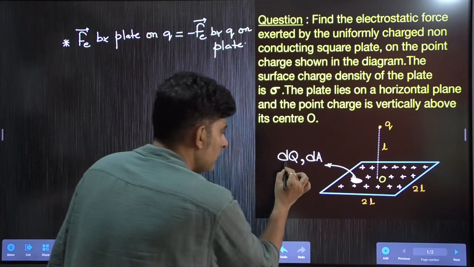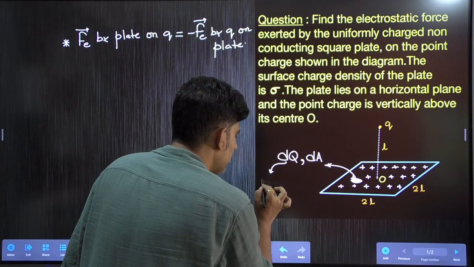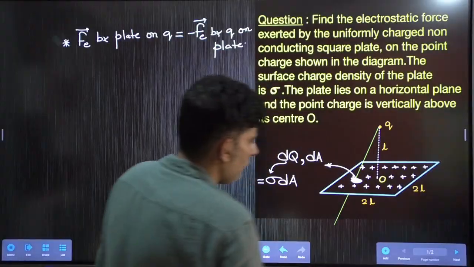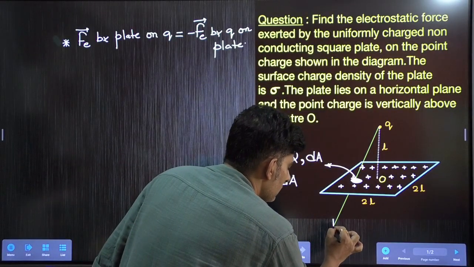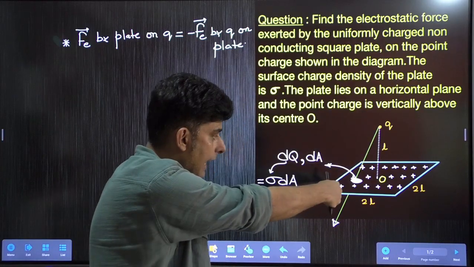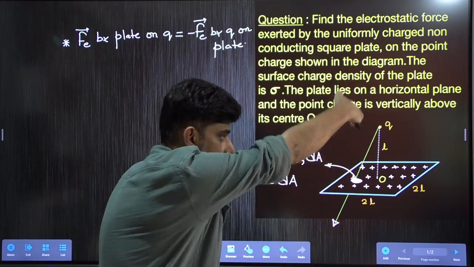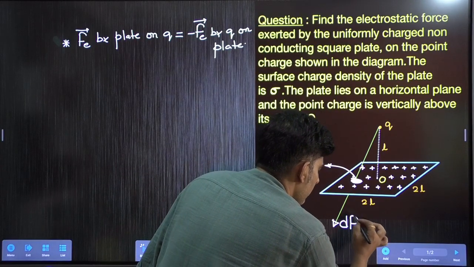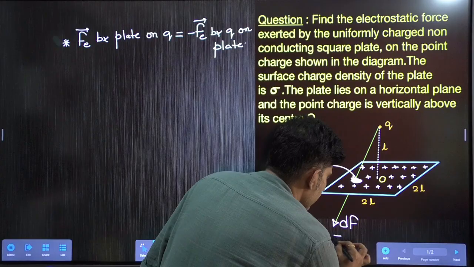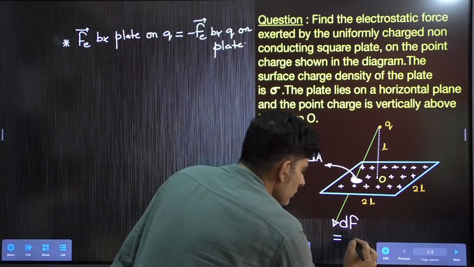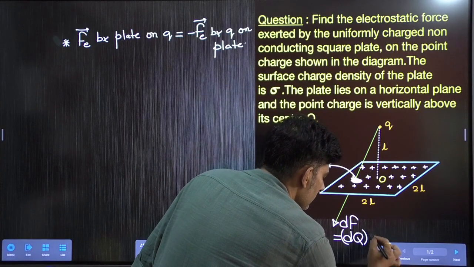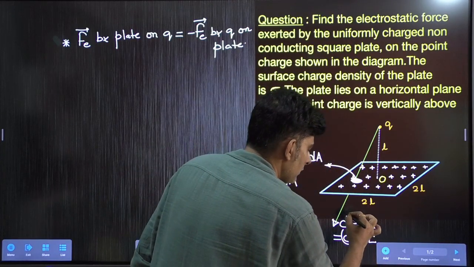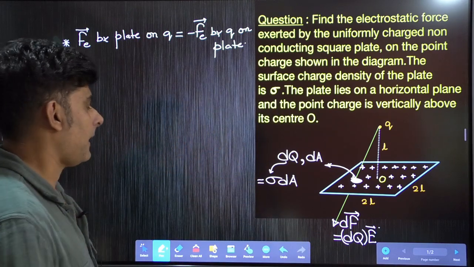Now how to find dq? dq will be sigma into dA. I hope this is clear to everyone. So you can say that the field due to Q at the location of dA will be in this direction along this straight line, and the force, if I take this force as dF, is nothing but the charge dq multiplied by the electric field. This electric field is due to Q. So dF is dq into E, right?